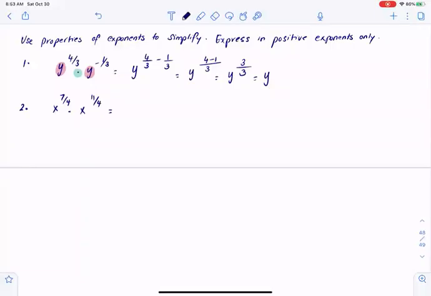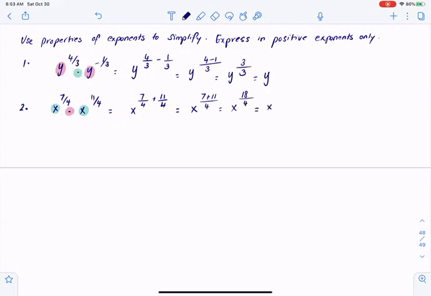Once again, we are multiplying two expressions in rational exponent notation. So the bases are identical and we are multiplying, so put the common base and add the powers. So x raised to 7/4 plus 11/4. We have a common denominator of 4, so we combine the numerators. So x raised to 18/4.